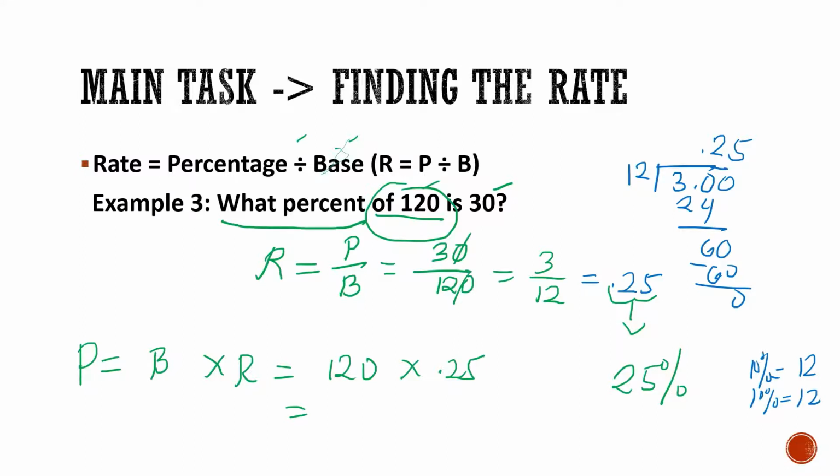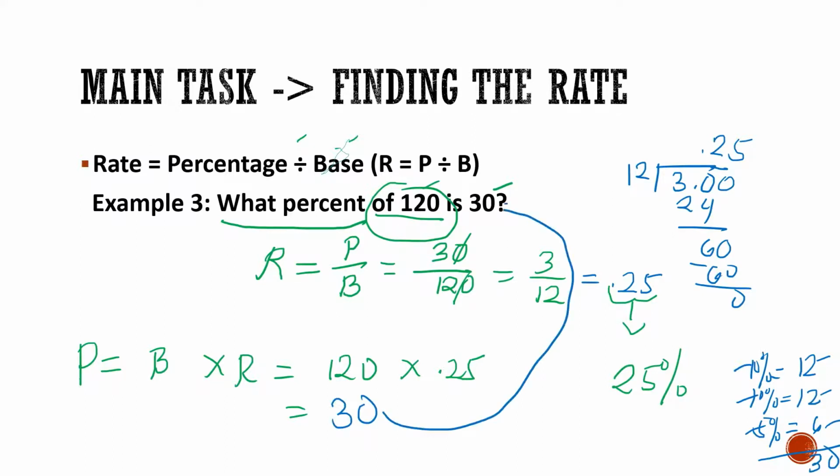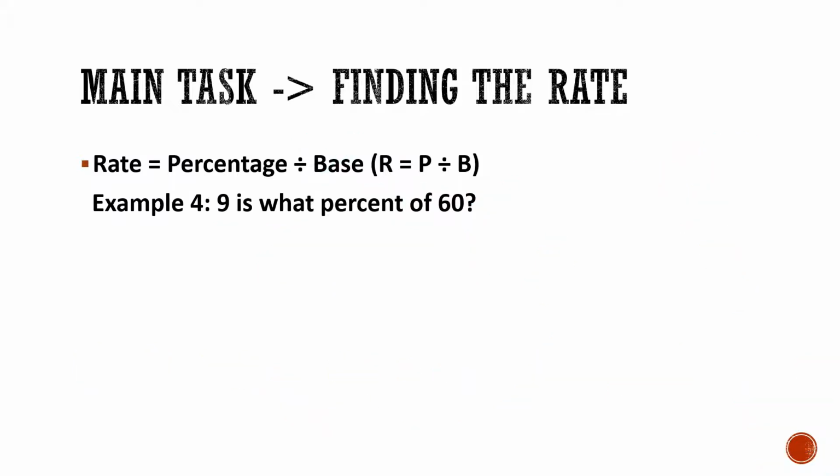Then last, 5% of 120, 6. Then 10 plus 10 plus 5, 25. So 12 plus 12 plus 6, 30. Uy, tama pala talaga tayo sa paglagay natin sa formula. Yes, that's just it. Ganyan lang po ka-basic. Diba? Let's try number 4. 9 is what percent of 60?